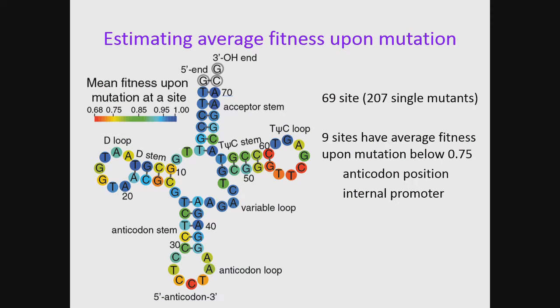So here is the result. This figure shows the average fitness upon mutation. There are 69 variable sites. We expect to see that some sites are important. For instance, the anticodon is important because it determines the recognition of the codon, and also this tRNA is driven by an internal promoter. So these sites, of course, are important. Indeed, we see that among the 9 sites that have average fitness dropped below 0.75, we have all the 3 anticodon positions and 5 nucleotides from the internal promoter.